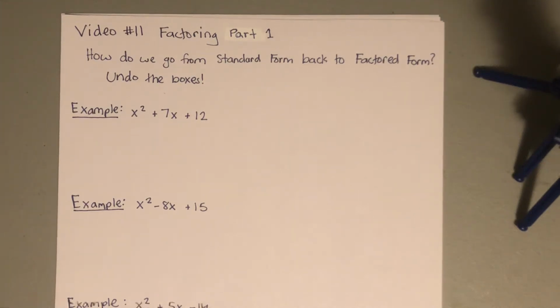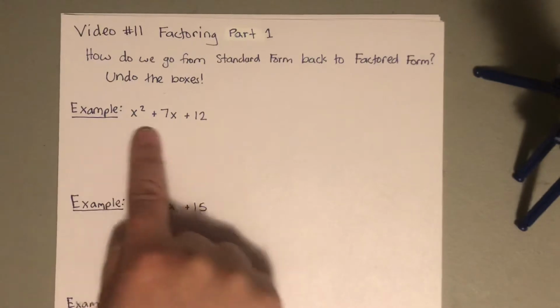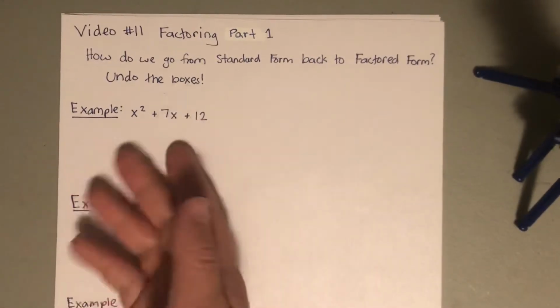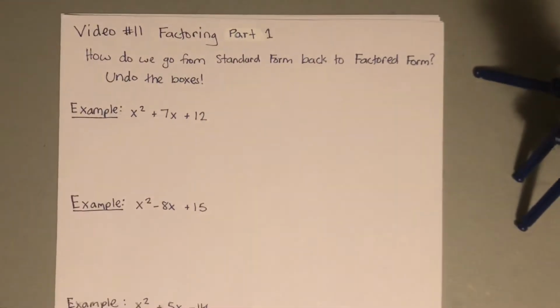Hello. Last week we learned how to go from factored form into standard form by multiplying binomials. One way that we did that is we used boxes, and we multiplied into the boxes like with Punnett squares from biology. This week we're going to learn how to go the other way. We're going to start with standard form and go back to factored form.